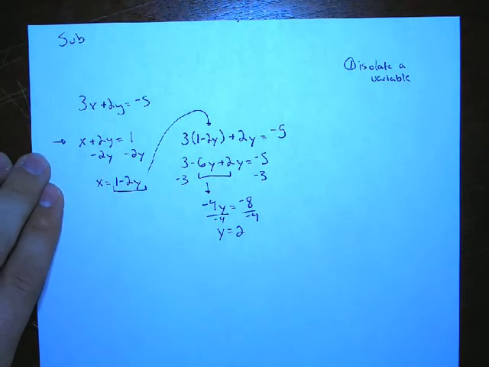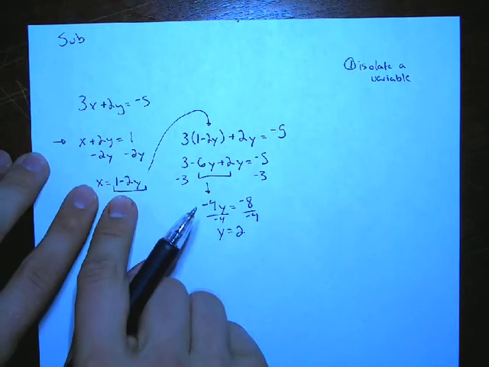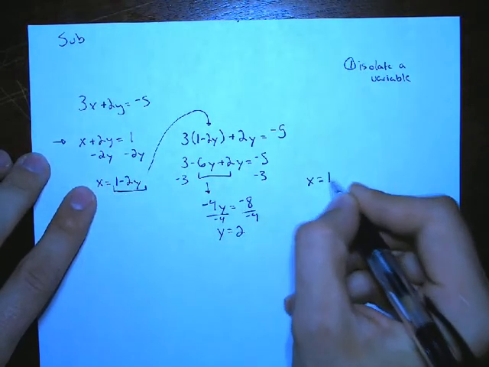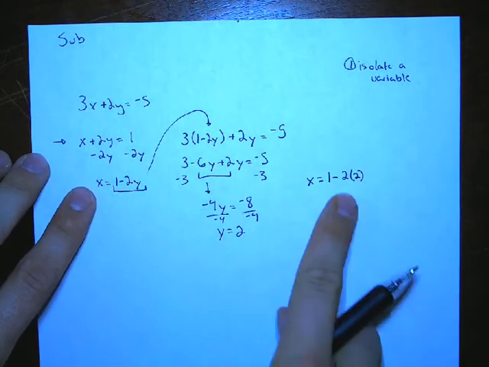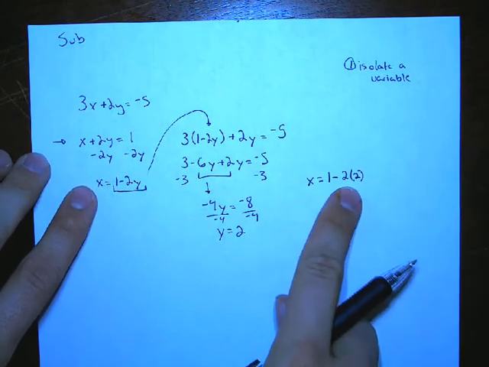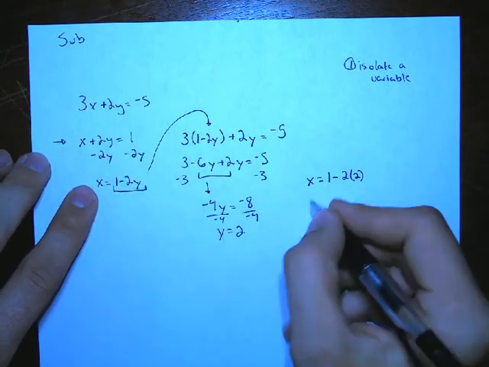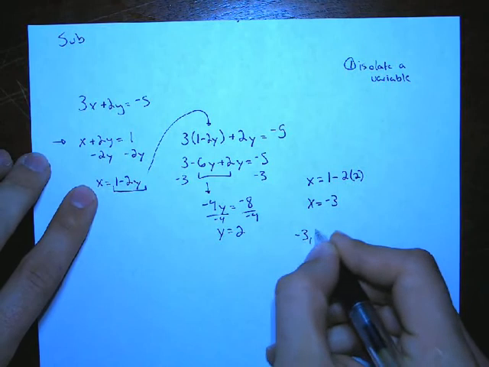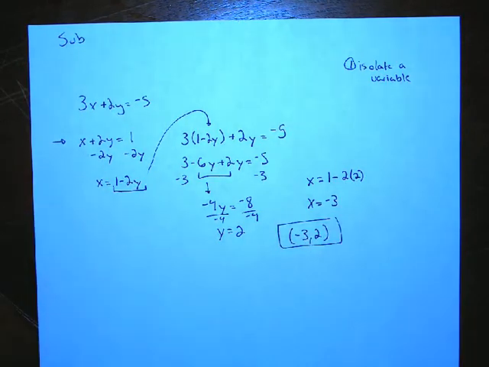Now that I've got my y value, I can go back in and substitute for my x value. For example, I'm going to use this equation right here because it's short and it's easy. X equals 1 minus 2y. Y is positive 2, so I'm going to dump that value, positive 2, into this equation. Remember, you could select any equation you had. I picked this one because it's easy. X is equal to negative 3. So my solution point is x equals negative 3, y equals positive 2.